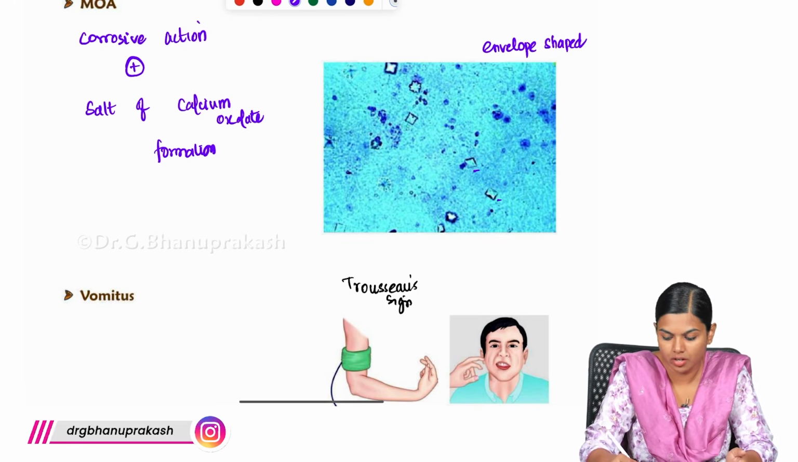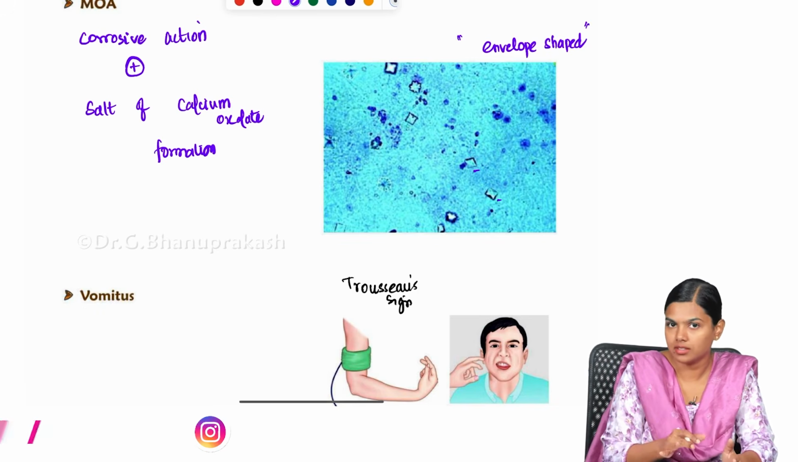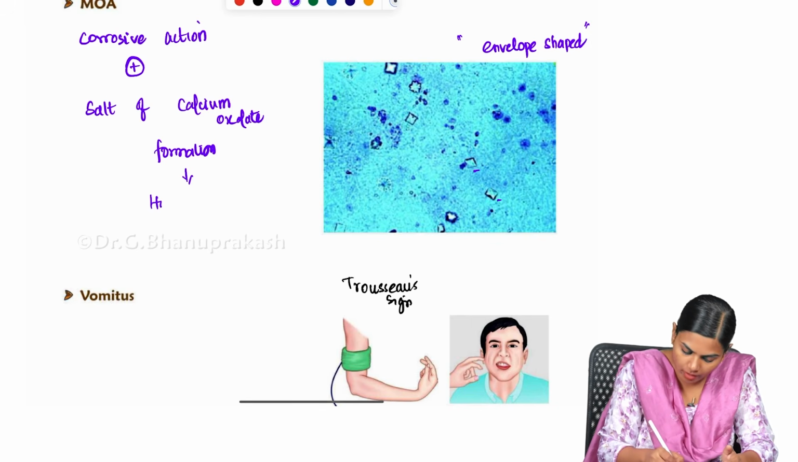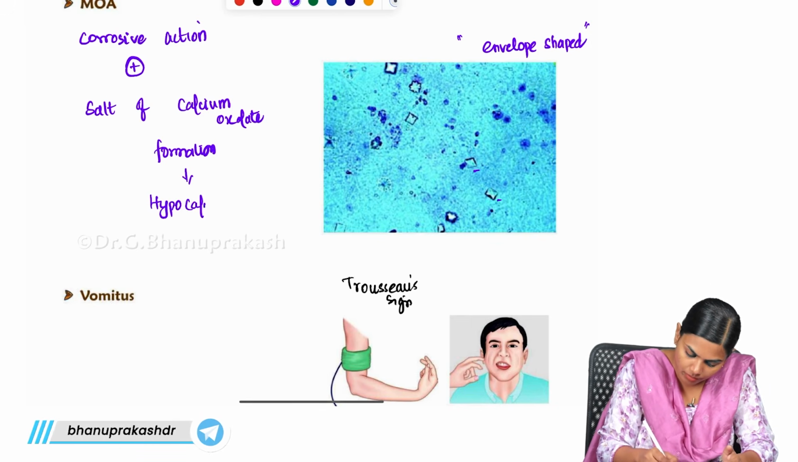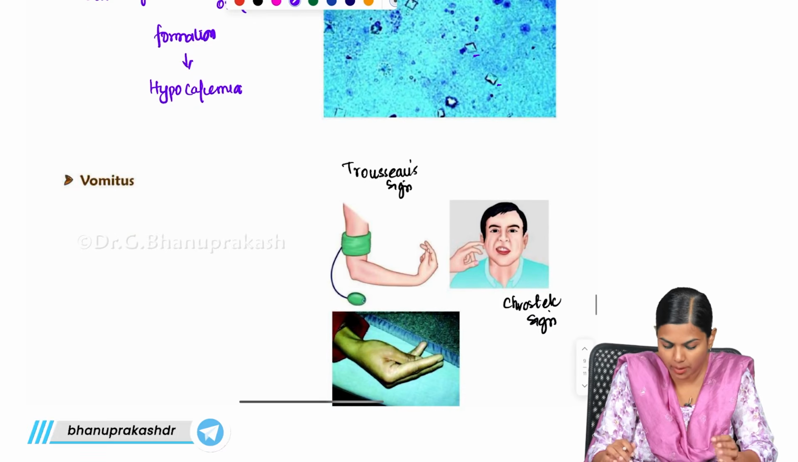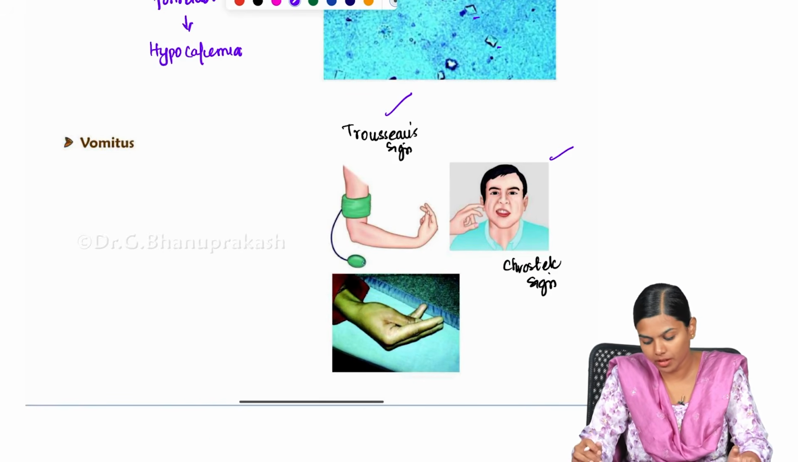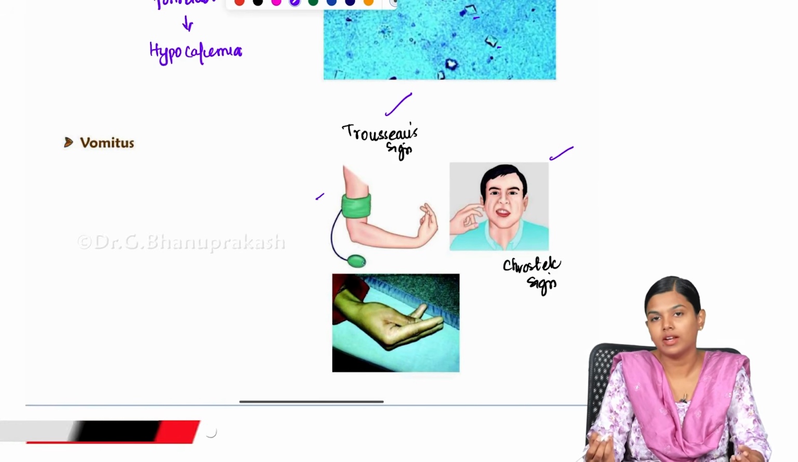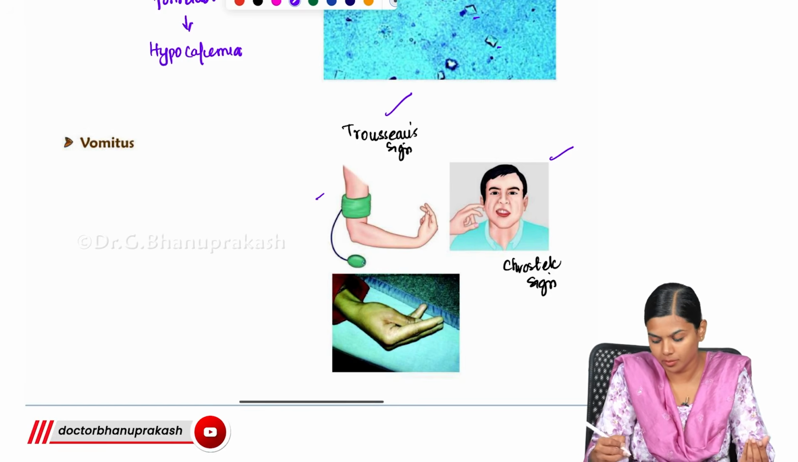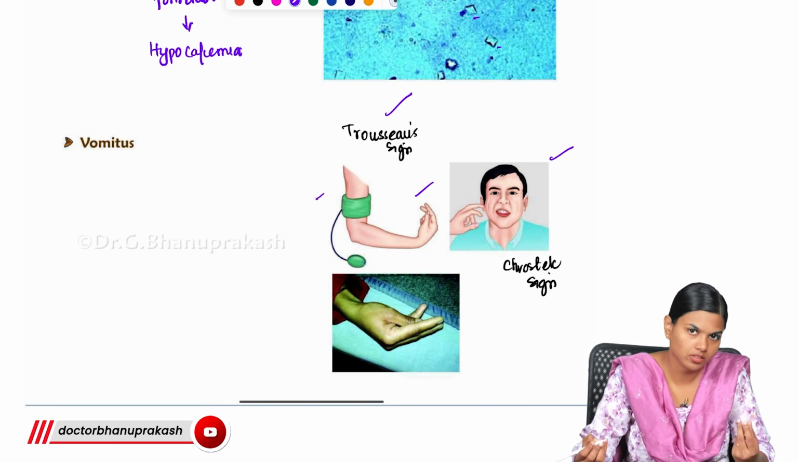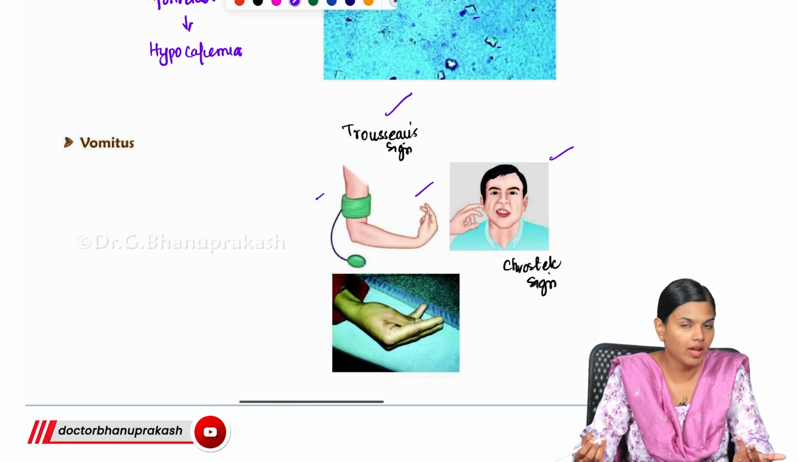These envelope shaped salts, because of calcium oxalate formation, will result in hypocalcemia. With hypocalcemia, you will be able to see the Trousseau's sign and Chvostek sign. When you inflate the cuff and the pressure increases, the hand will become flexed like this. This happens because of hypocalcemia.